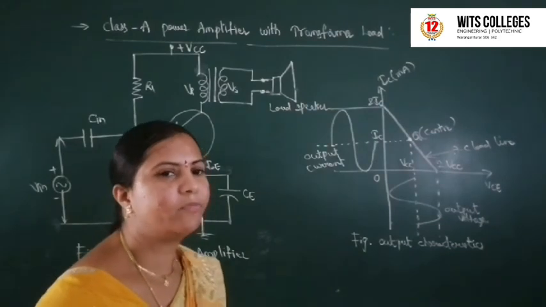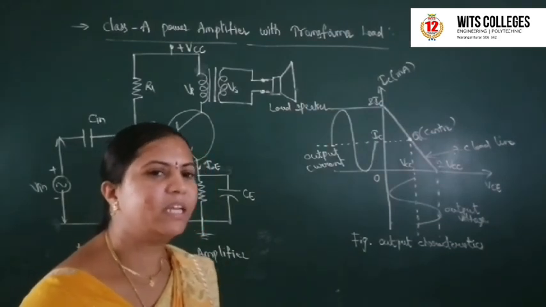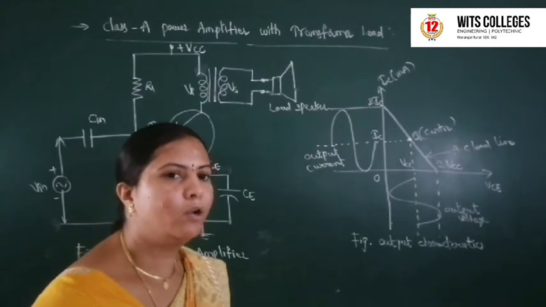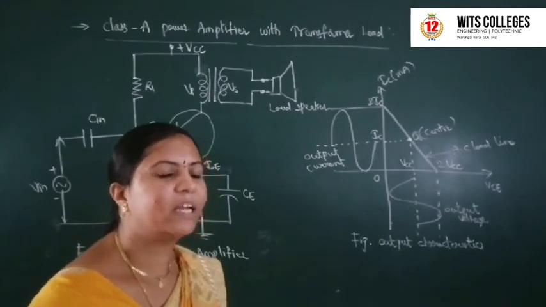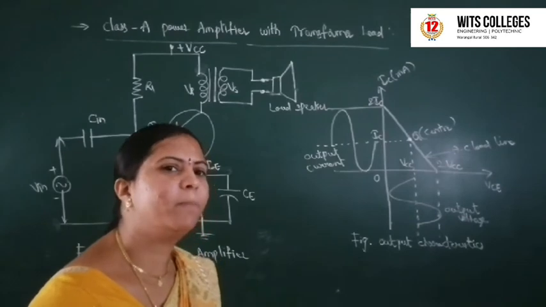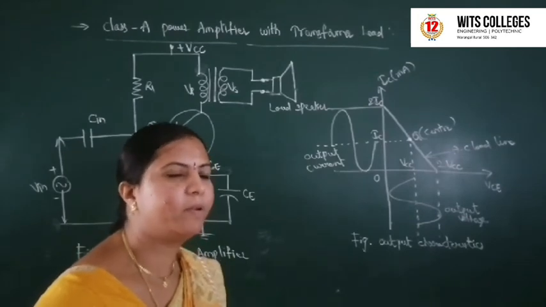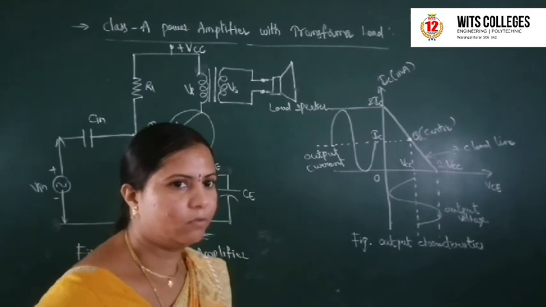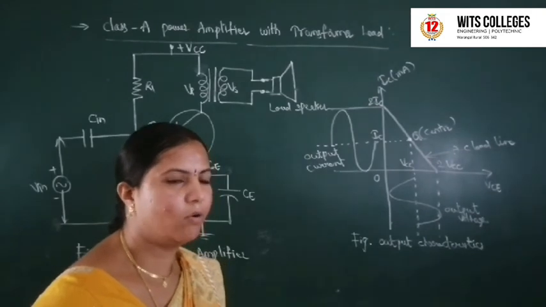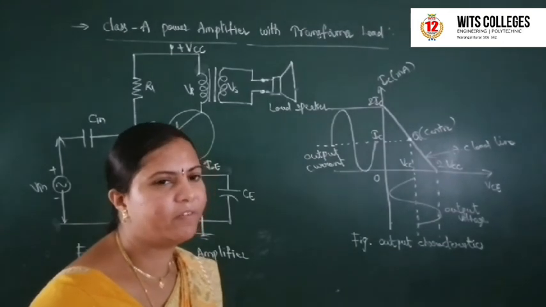If we use a class A power amplifier with resistive load, as we discussed in the last class, the quiescent current flows through the load resistor at the collector terminal. So the maximum power will be delivered to the load resistor, and a large amount of DC power will be wasted.